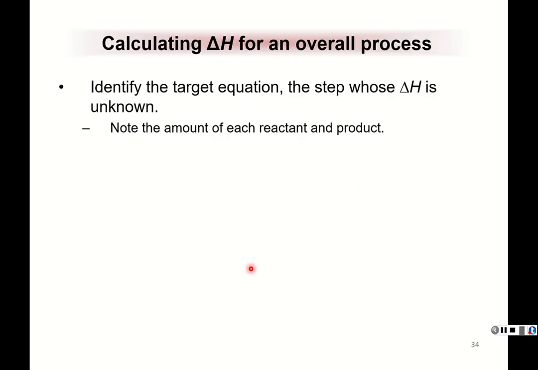Okay. So how do you do a problem like this? First, you have to identify the target equation. That's the reaction that you're interested in. The step whose delta H is unknown.